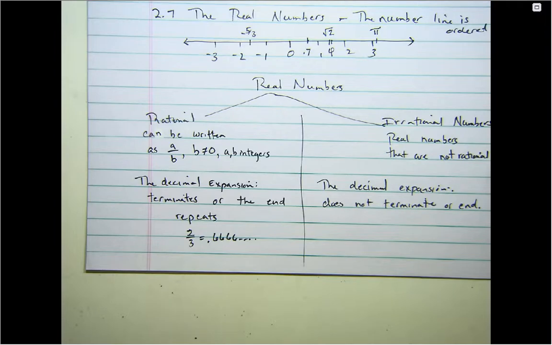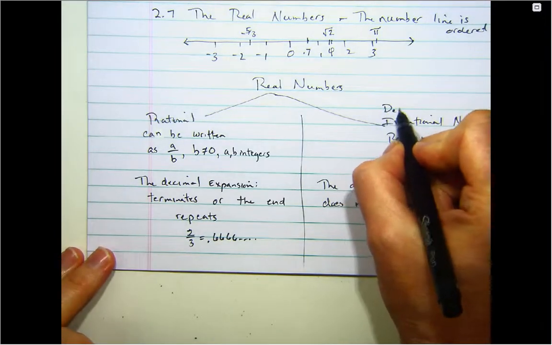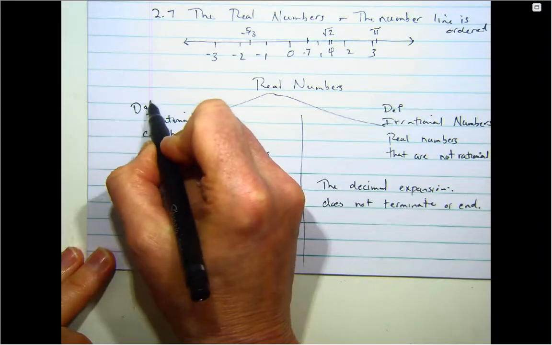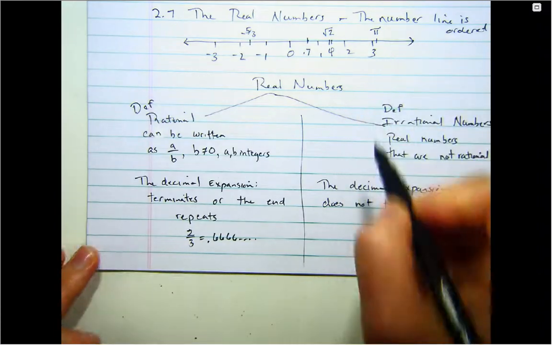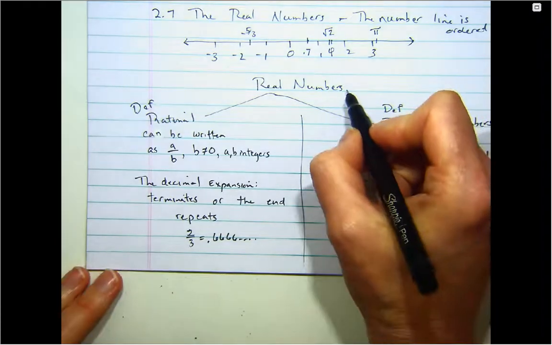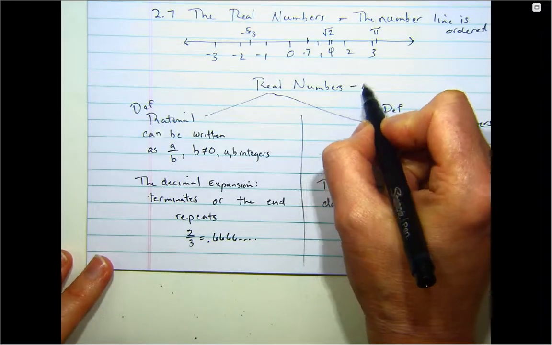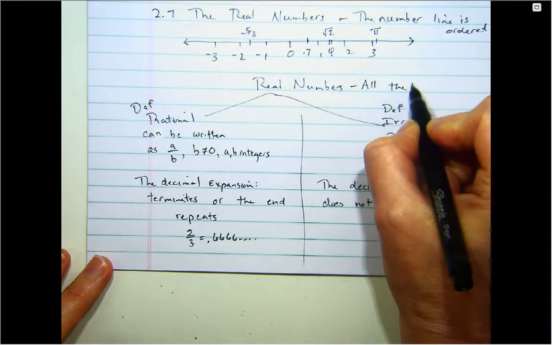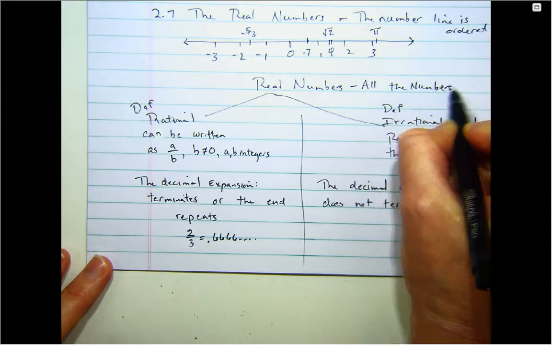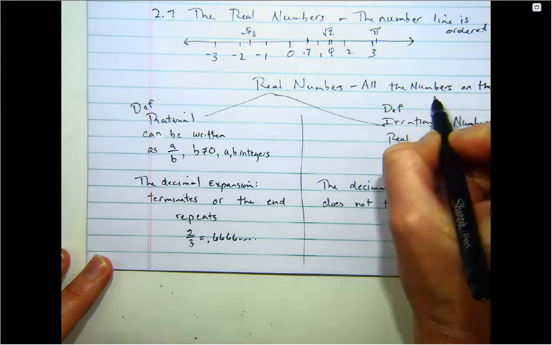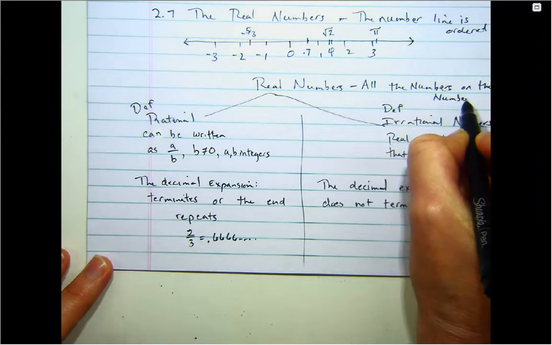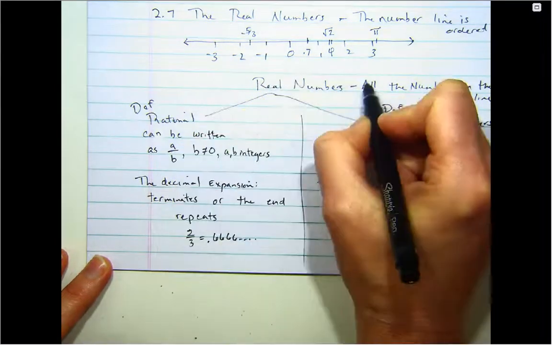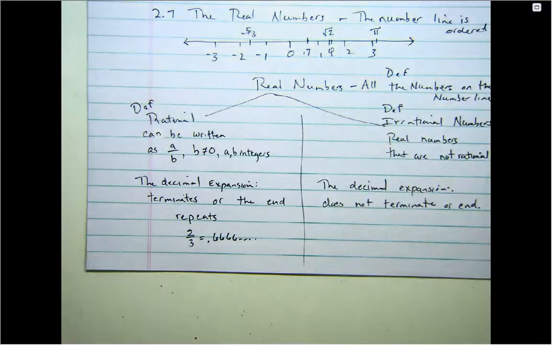The definitions that you'll see used on the quiz are these definitions right here. The real numbers definition is all the numbers on the number line. So those are the definitions that will be on the quiz.